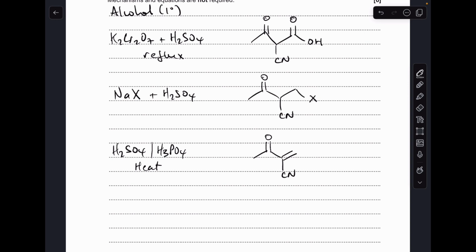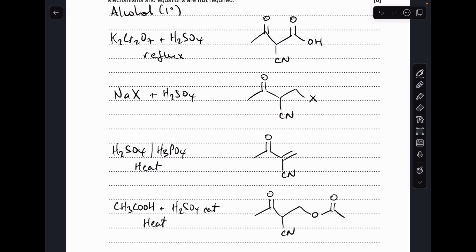Another reaction of the alcohol group, you could react it with a strong acid, so something like sulfuric or phosphoric acid, and heat it, and basically the alcohol group is turned into an alkene group. So you eliminate an H2O molecule from the alcohol.